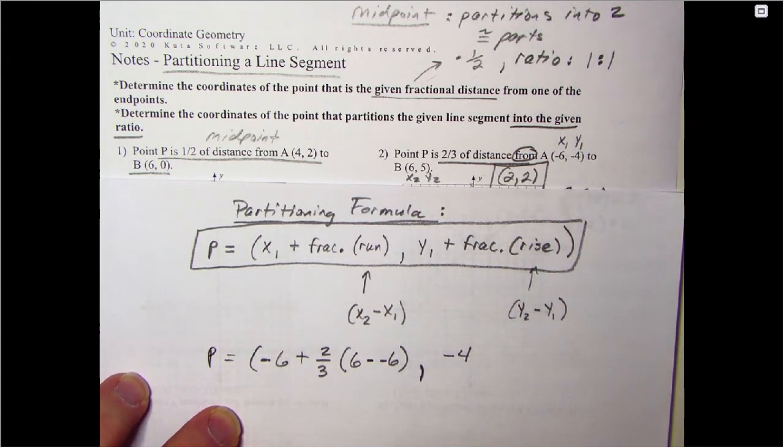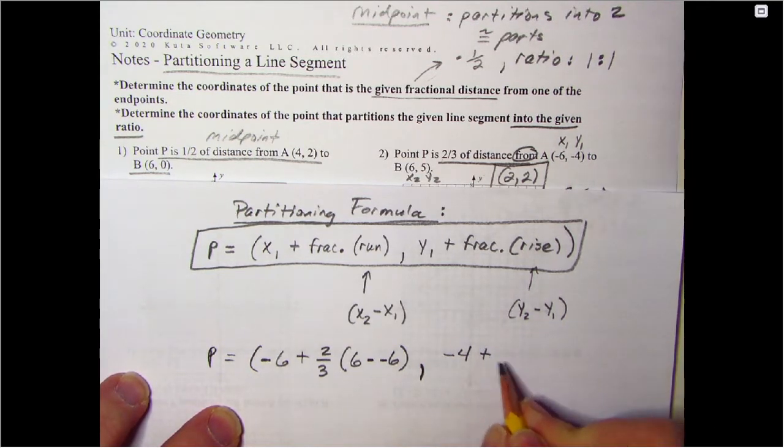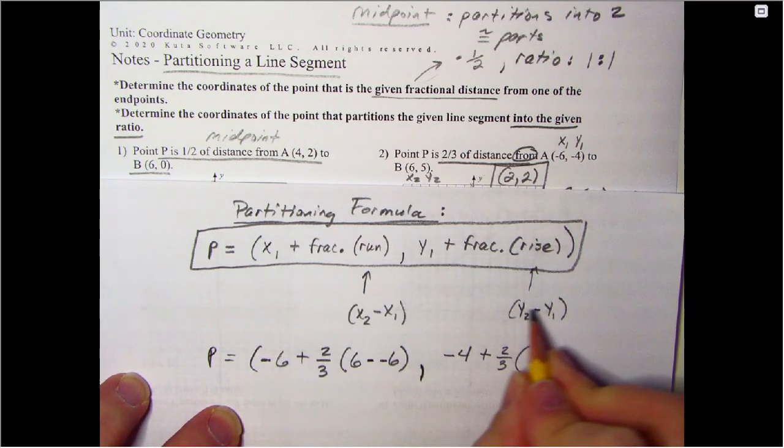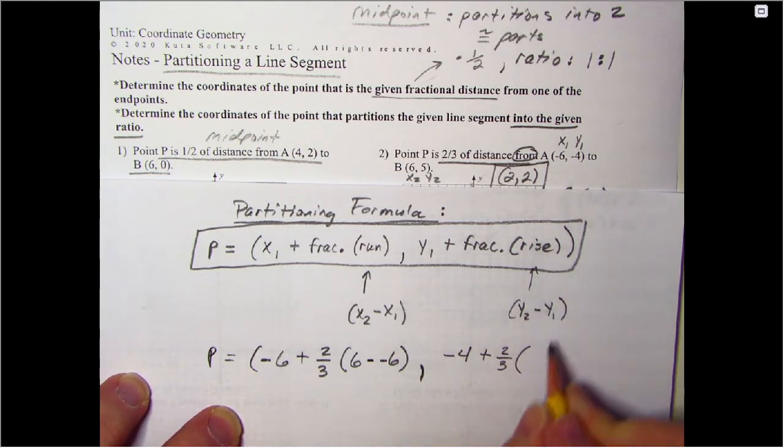Because we're trying to find a point. So it's -4 plus the fraction they told me to do, it's 2/3 of the distance, times the rise. Well, either do the rise out to the side or let's plug in the points. The rise would be y2, which is 5 minus a -4. And again, it doesn't really matter.